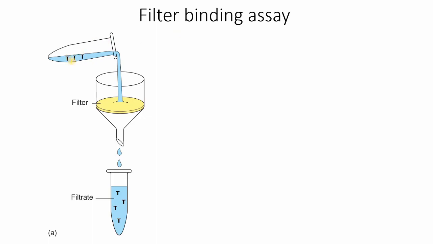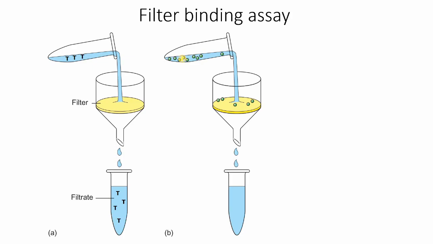Now, the main idea behind the filter binding assay is that tRNA, unlike other single-stranded RNAs, does not bind to a nitrocellulose filter. So here in yellow, we can see the nitrocellulose filter, and if we have tRNA in the solution and we pour it through the nitrocellulose filter, it would not stick. It will instead flow through and it will be in the filtrate. Ribosomes, on the other hand, which contain proteins, will stick to the nitrocellulose filter. So if we run ribosomes through a nitrocellulose filter, they will stick to the filter.